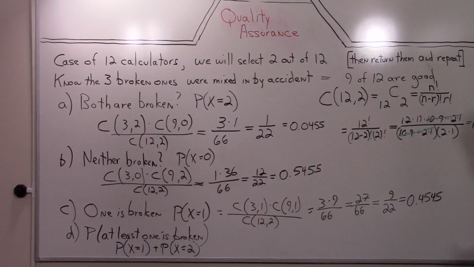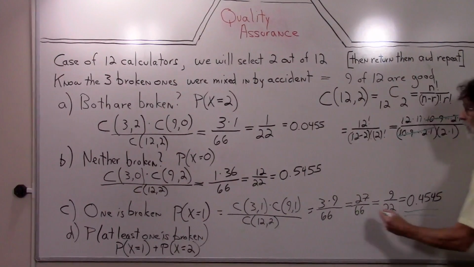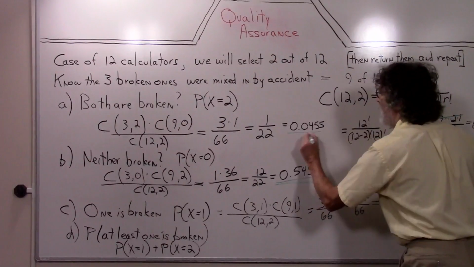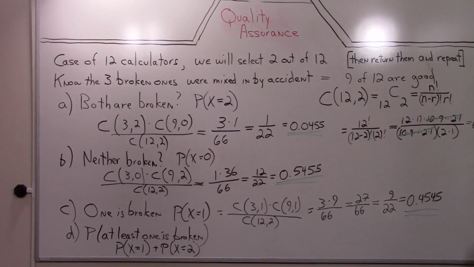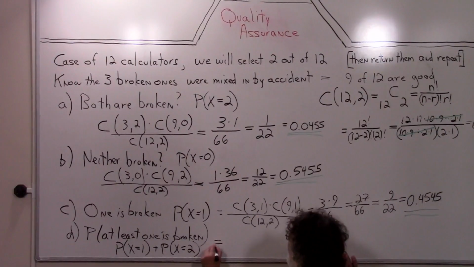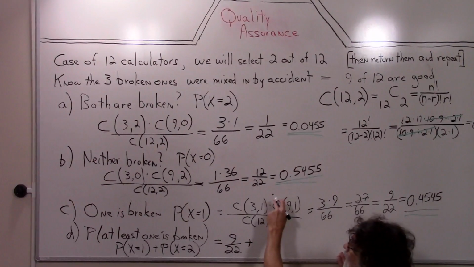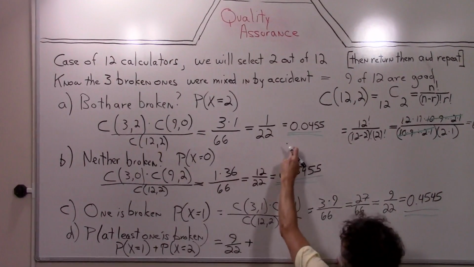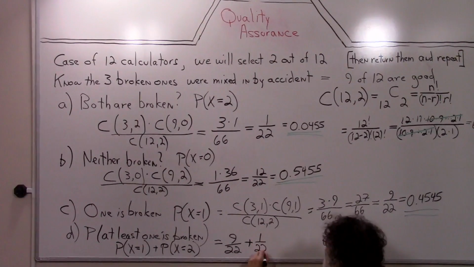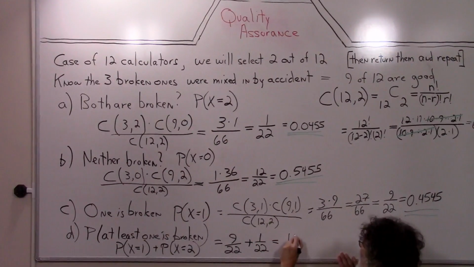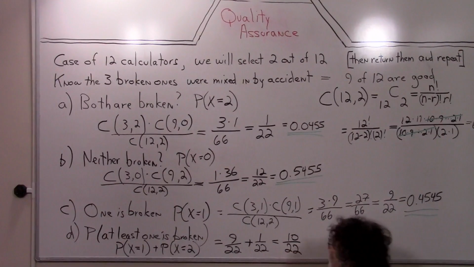So we've gotten 3 answers there. Here, here, and here. If we wanted to do the question about the probability that at least one is broken, we do that by taking how many ways were there that one is broken, 9 over 22, plus the probability that 2 are broken, 9 plus 1 is 10 over 22.